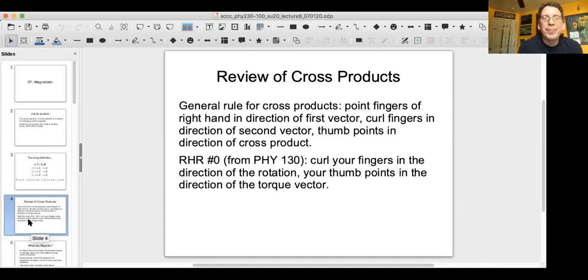And so we have a right-hand rule going back to Physics 1 concerning the torque vector or the angular momentum vector. So you curl your fingers in the direction of the rotation, or the direction of the angular acceleration when you're talking about torque, or the angular velocity when you're talking about momentum. Then your thumb points in the direction of the torque vector or the angular momentum vector. So those vectors don't point in the direction of motion. They point in the direction of the axis of rotation. So that's an important thing to keep in mind. That comes into play here.